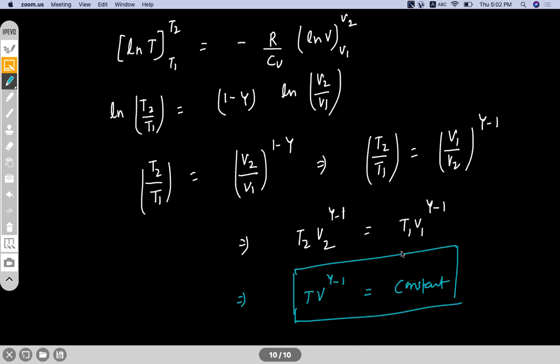Gayatri, this is not the formula of work done, first of all. It is a condition of the adiabatic process. Like if somebody asks you, what is the condition of temperature and volume for the process to be adiabatic, your answer would be that the relation of T and V should be this: T V to the power gamma minus 1 is equal to constant. Very, very important relation.